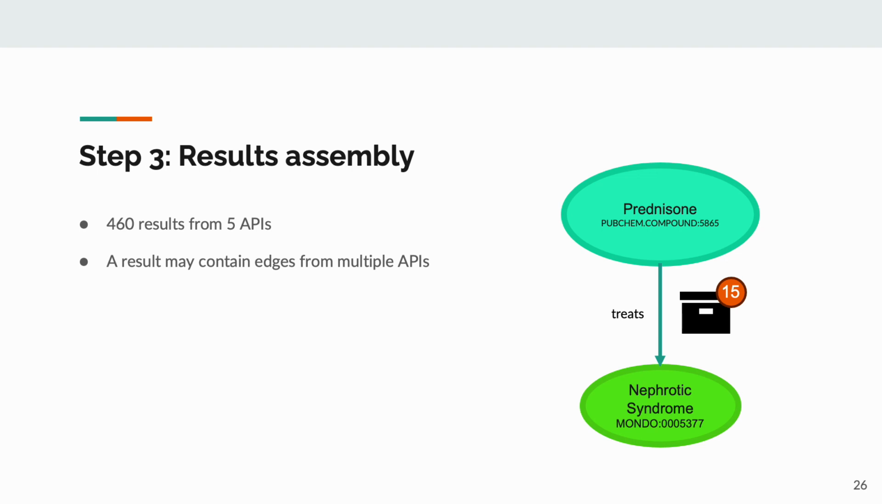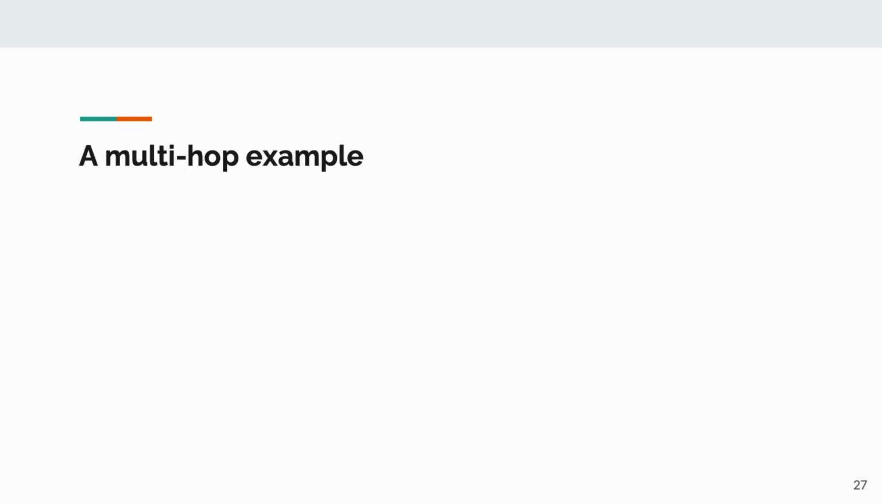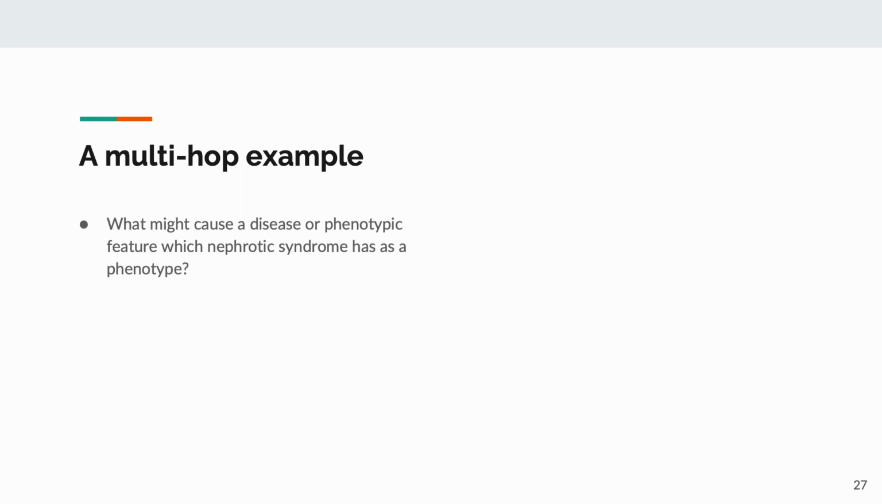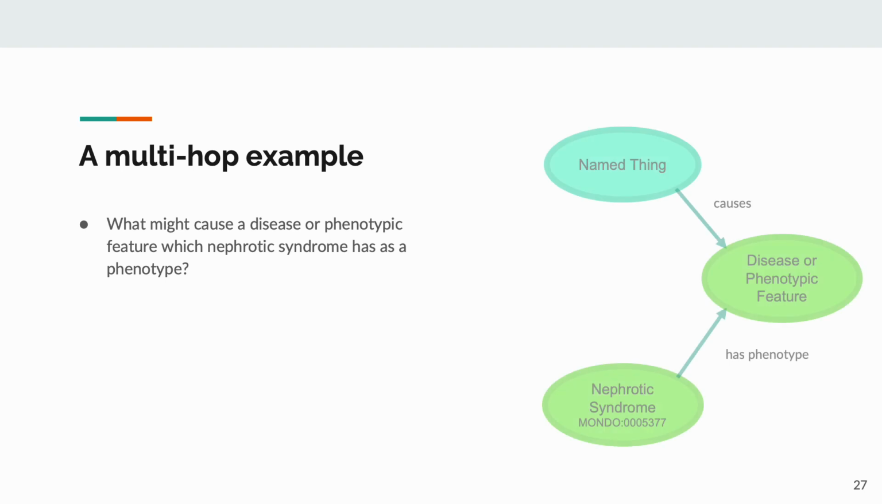This example may seem overly straightforward, but the real power in BTE is that it can handle any acyclic query topology, chaining API calls for multiple hops and integrating the answers seamlessly. How about a multi-hop example? Let's assume nephrotic syndrome has another disease or phenotypic feature as a phenotype. What might cause this phenotype? This time, we have 3 nodes, 2 of which have no ID, and BTE is going to have to find every phenotype of nephrotic syndrome, and then anything that can cause any of those, from whichever APIs it can, and then assemble some coherent answers.